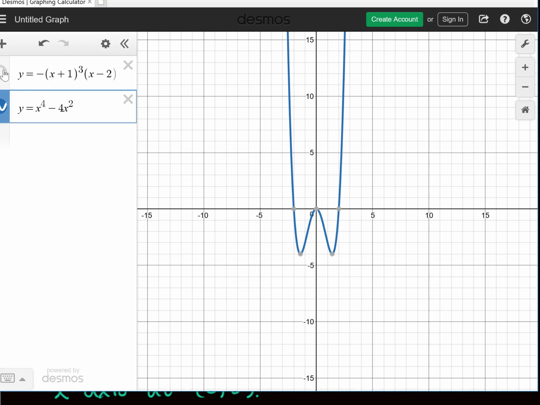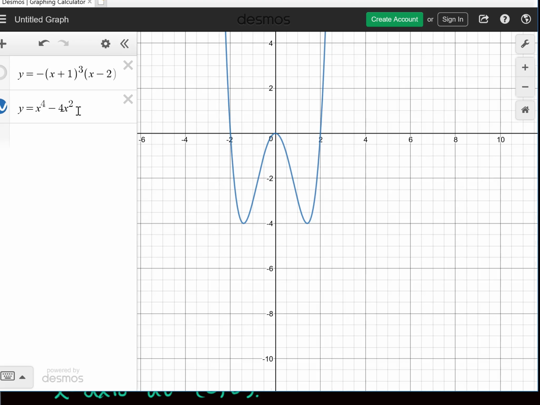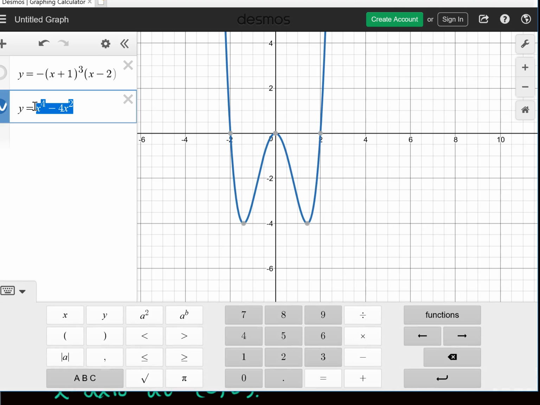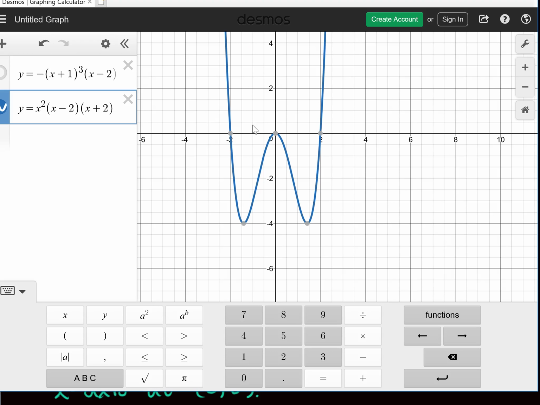Okay, wow, we're getting way too many graphs here. Look at the difference with this one. Remember x to the 4th minus 4x squared. Do you remember we factored it? Let's take the factored form. We had x squared, and then we had x minus 2 and x plus 2. So this is the factored form of that graph.